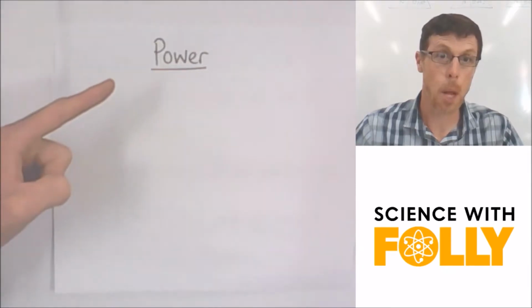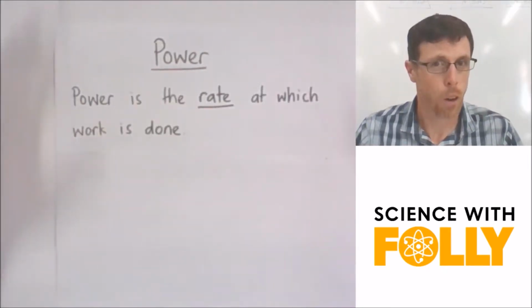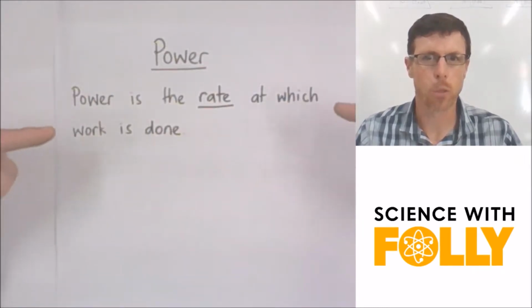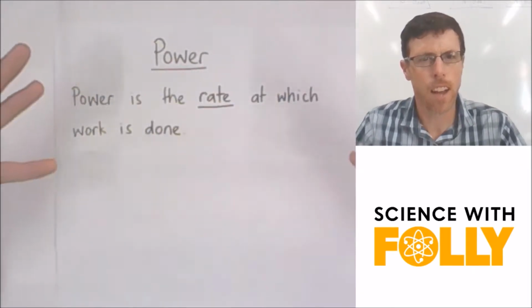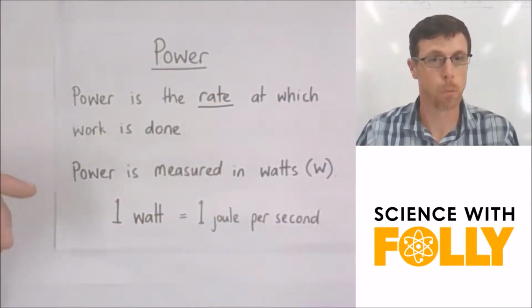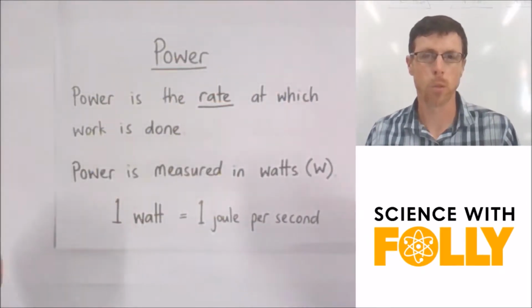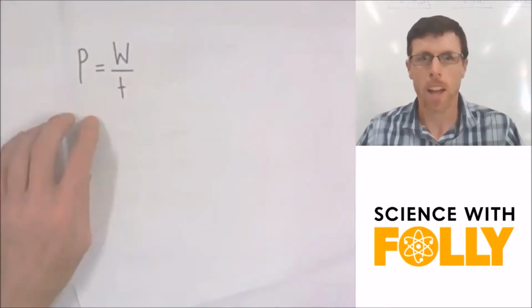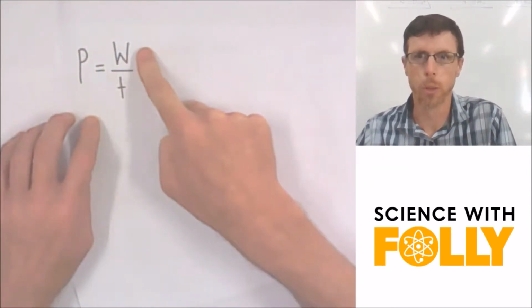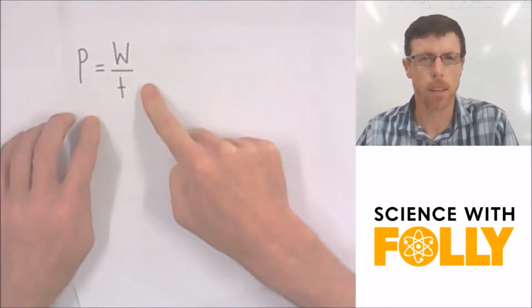Today we're learning about power. What is power? In science we say power is the rate at which work is done. Basically, how fast something can do work. Power is measured in watts, and 1 watt equals 1 joule per second. And to measure power, we use the formula power equals work divided by time.